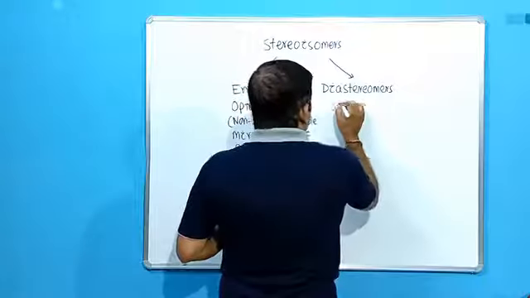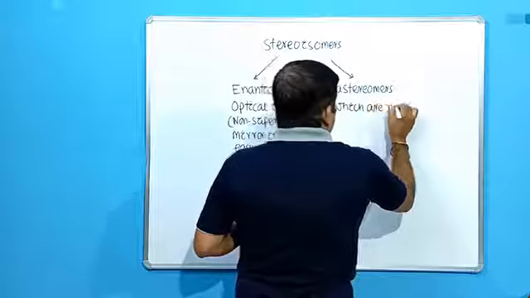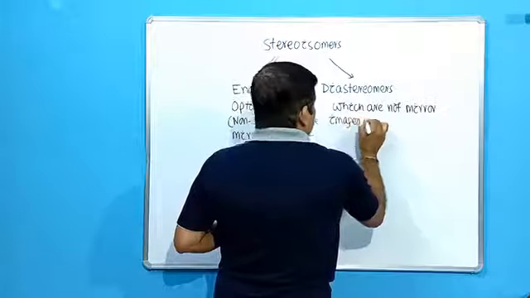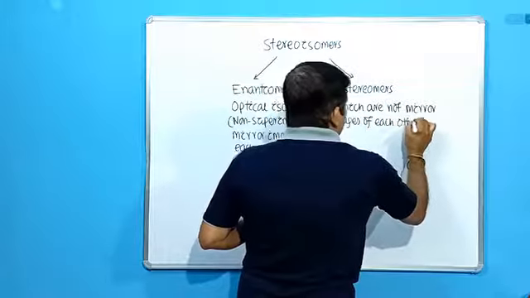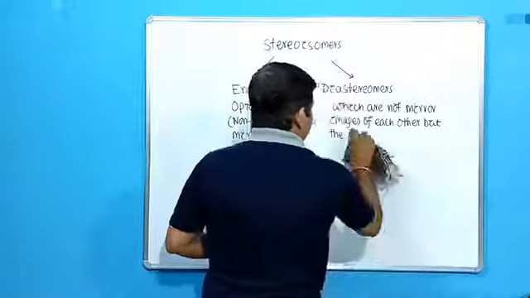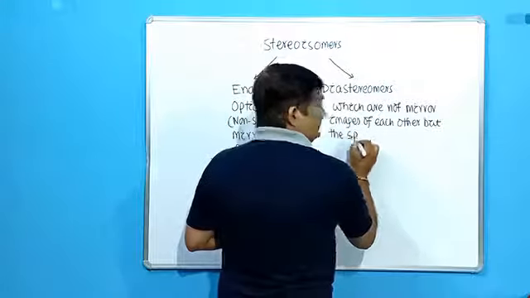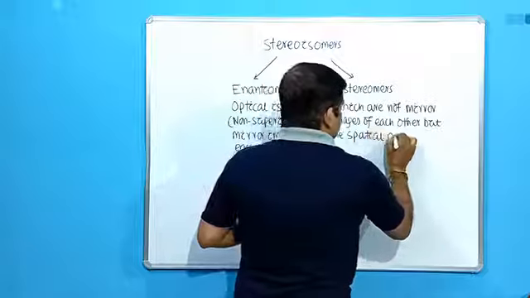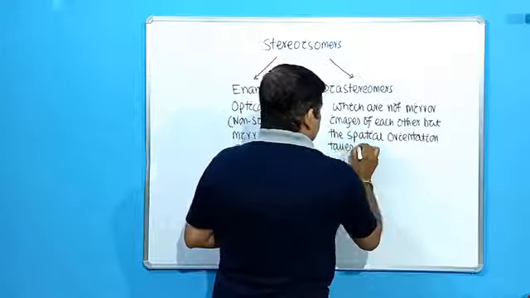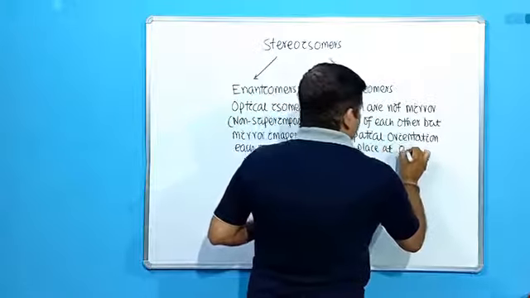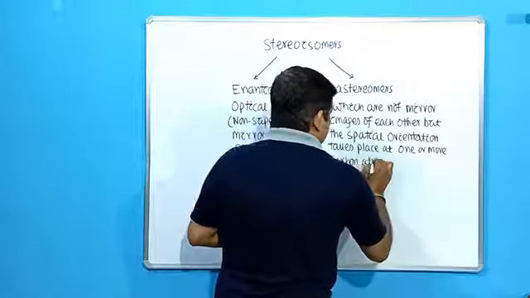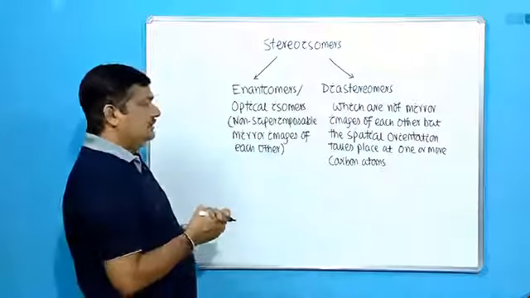Diastereomers are stereoisomers which are not mirror images of each other, but the orientation in space, the spatial orientation, takes place at one or more carbon atoms. So they are called diastereomers. Okay, they are called diastereomers.